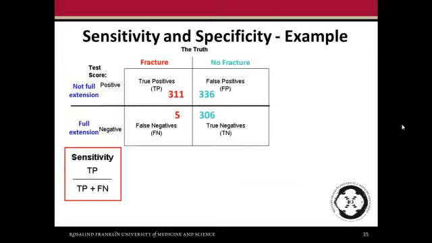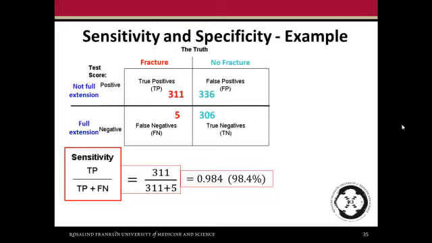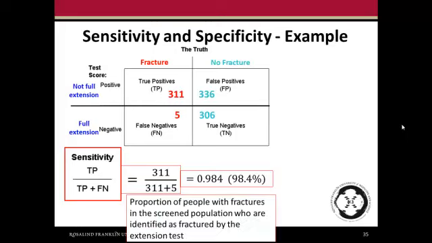So when we calculate sensitivity, it's the individuals that were true positives that were detected out of all of those individuals who actually had a fracture. So the true positives and the false negatives, which is 0.984 or 98.4%. So this is the proportion of people with fractures in the screened population who are identified as having a fracture by the extension test.